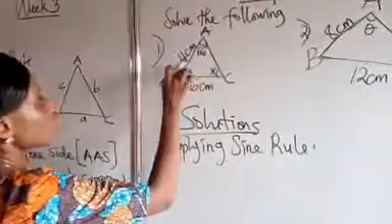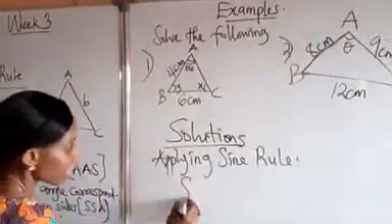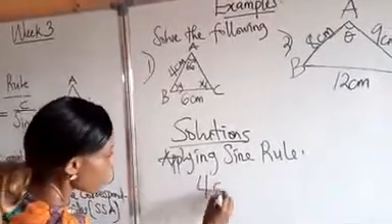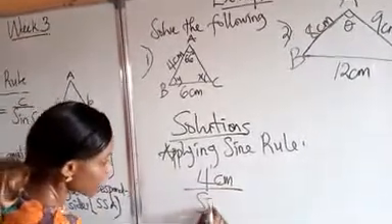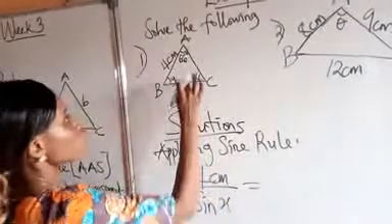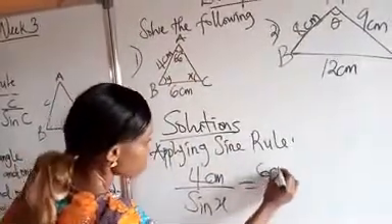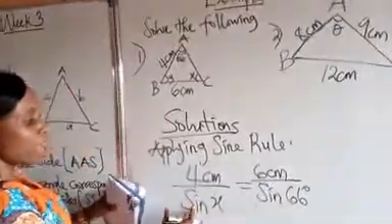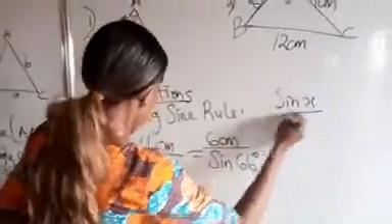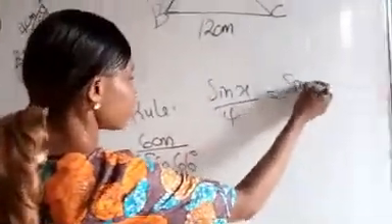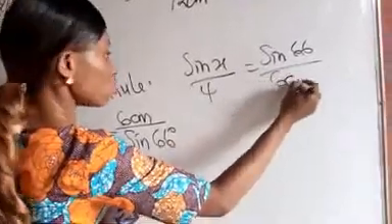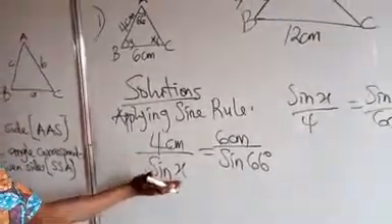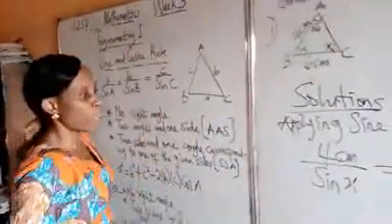Angle x is opposite to 4, so we can use that. Sine x over 4, which is the side facing x, x is unknown, is equal to sine 66 degrees over 6 cm, the side facing the angle 66 degrees. Note, we can also use 4 over sine x and 6 cm over sine 66. You will still arrive at the same answer. So either of these 2, you can work with them.